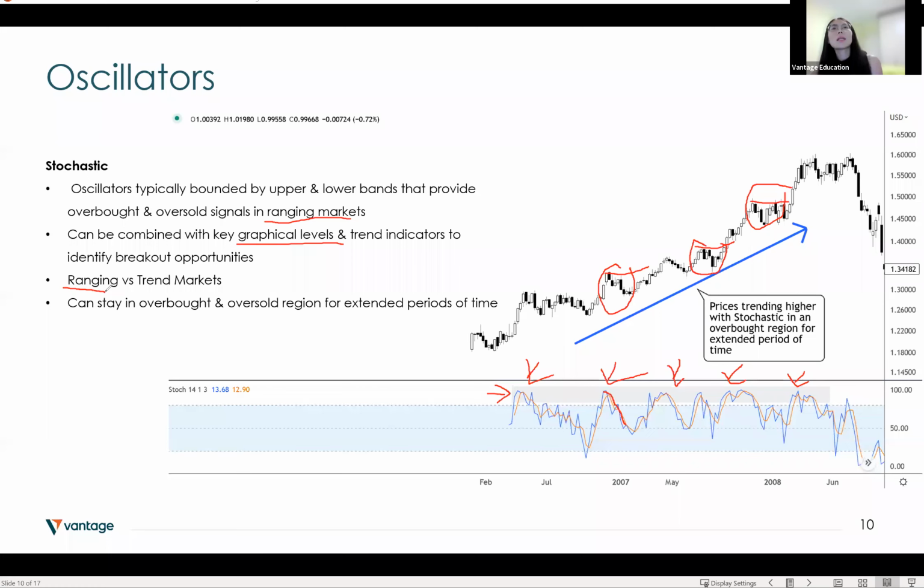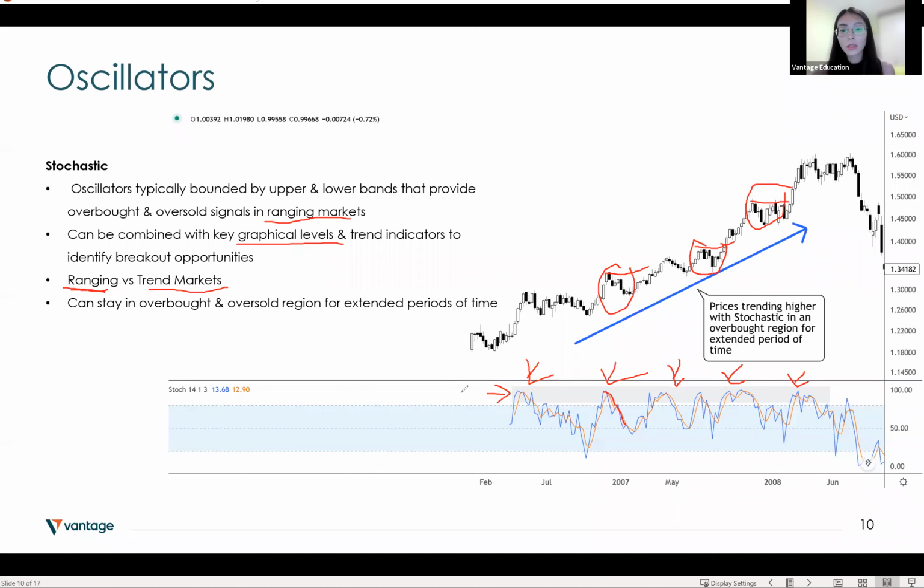So I would say that in general, this session itself is more of a brief overview of how oscillators work. In the next two sessions, we will actually cover specific examples on how they work, or more importantly, how we can actually use them to derive trading strategies. Okay, so that is in response to your question, Trong. So we're talking about ranging and trending markets. You can see over here, as we've mentioned earlier, stochastics can stay in overbought and oversold regions for extended periods of time.